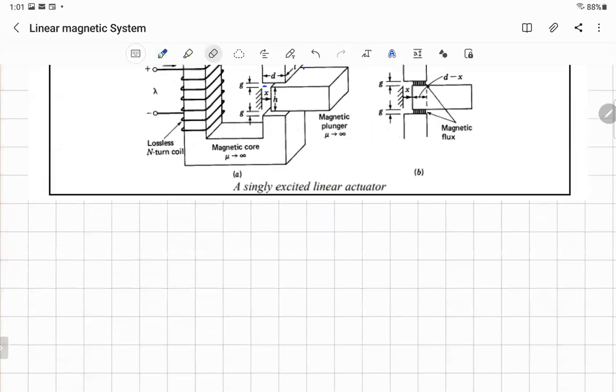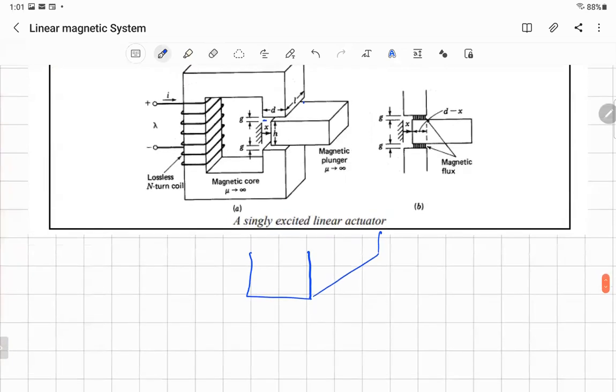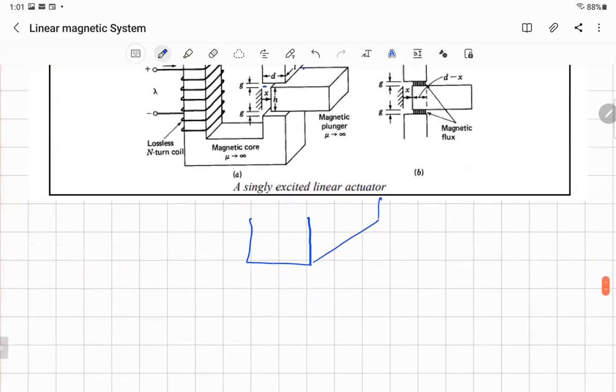I want to figure it out. Let me just make it bigger here. This is D, but you know, this part, let me sketch, the mobile part, from the beginning, this edge was here, and then it moved X. So it actually moved up to here. So if you make a line like that, this is where the flux will be flowing. So the common area in the core, I'm just sketching now, this is the area where the flux will be going through.